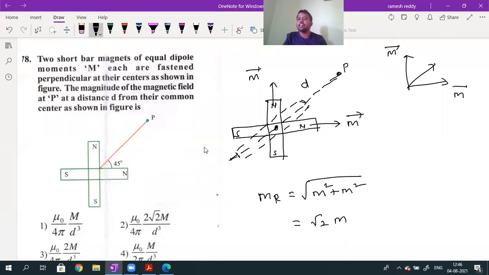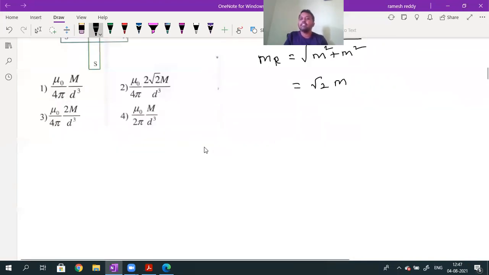Now this is the resultant of the two bar magnets. If I consider it as a bar magnet, point P lies on the axial line of this bar magnet. What is the resultant magnetic field induction at point P? Point P is lying on the axial line or equatorial line? Axial line. What is the formula? Mu naught by 4 pi into 2 into the resultant of these two magnetic moments, 2 into MR, divided by D cube. But MR value is root 2 into M. So what will I get?